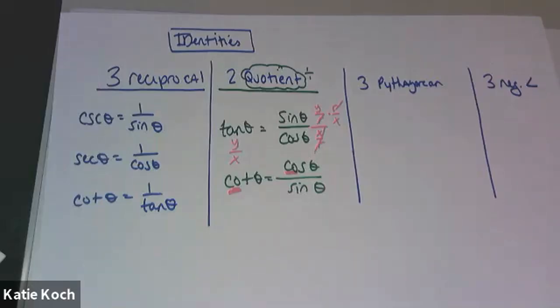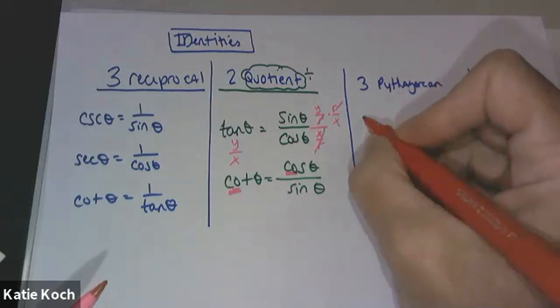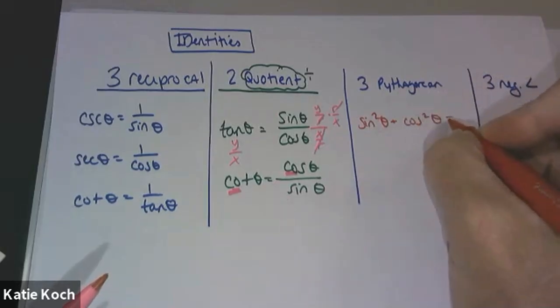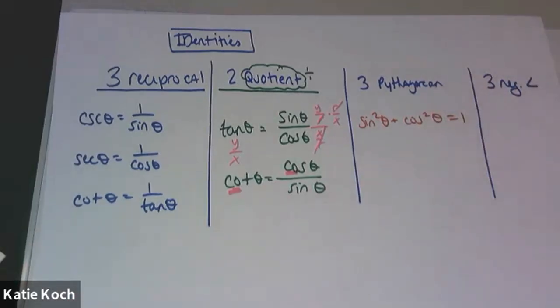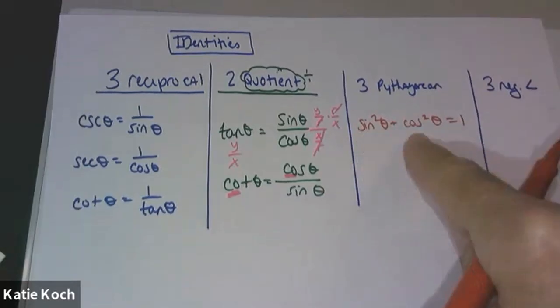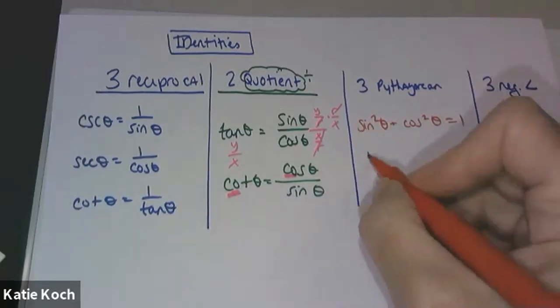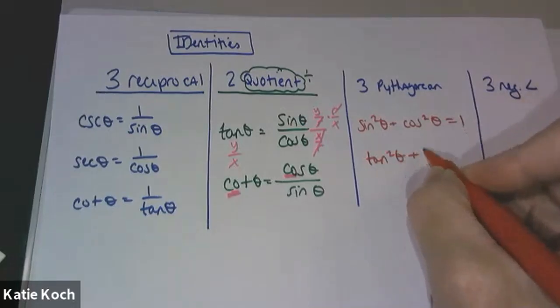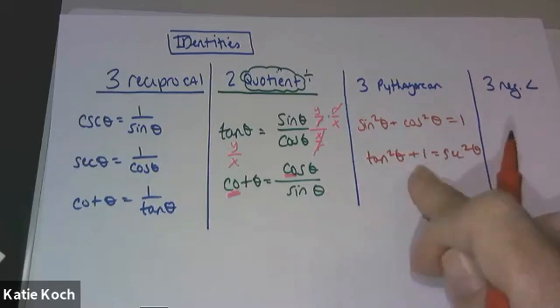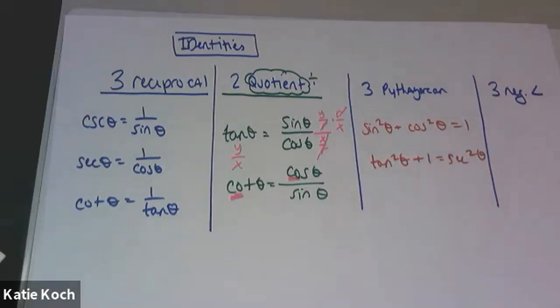Okay, Pythagorean identities. Now, these I remember with sentences that my students have made up throughout the years. The first one is sine squared plus cosine squared equals 1. And I remember the sine costs $1. Sine costs $1. Sine squared plus cosine squared equals 1. I got tangent squared plus 1 equals secant squared. And that's tan in 1 second. I love to be tan. Wouldn't it be nice to be tan in 1 second?